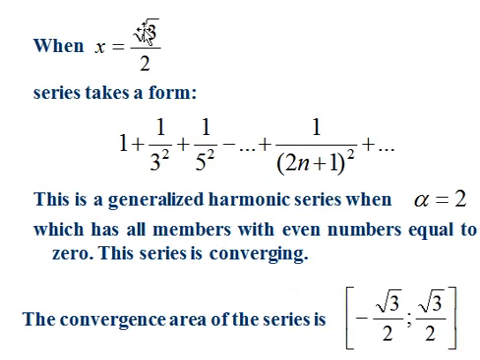When x is equal to positive square root of 3 divided by 2, here we have a generalized harmonic series where alpha is equal to 2, so it's also convergent. So we may say that the convergence area of this series is equal to the total segment from negative square root of 3 divided by 2 to positive square root of 3 divided by 2.